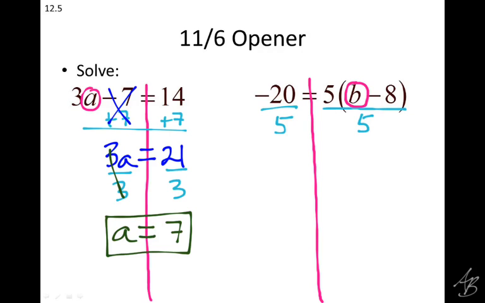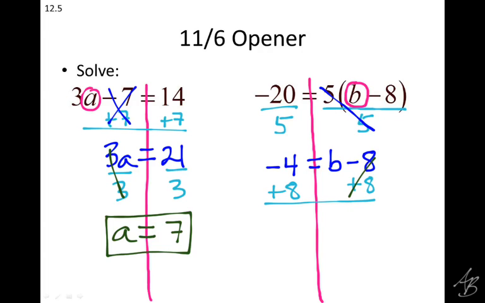And on the right side, those 5's cancel, leaving what? B minus 8. And then on the left side, negative 20 divided by 5? Negative 4. Good. Alright, then we need to get rid of the minus 8 by adding 8.